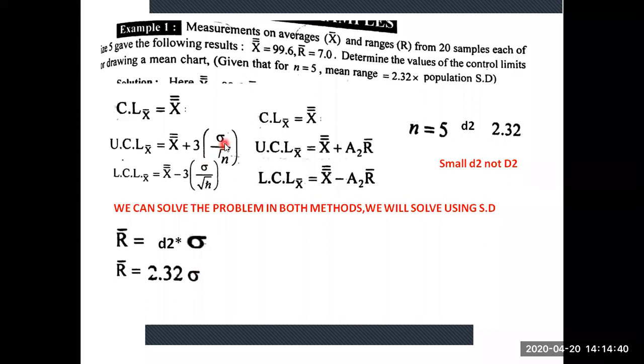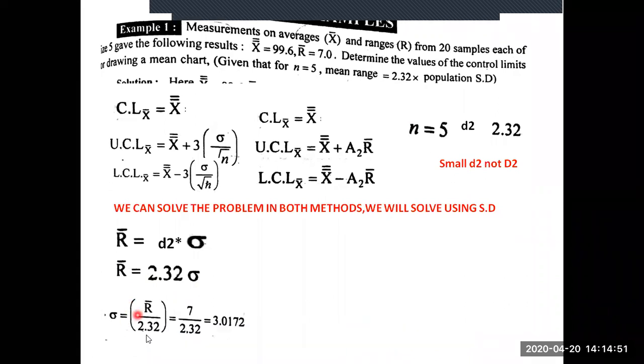What do we require? Only sigma. Sigma is equal to how much? R bar by 2.32. R bar is how much? 7. So sigma is equal to R bar by 2.32, which is 7 by 2.32. Therefore, you are going to get 3.0172.